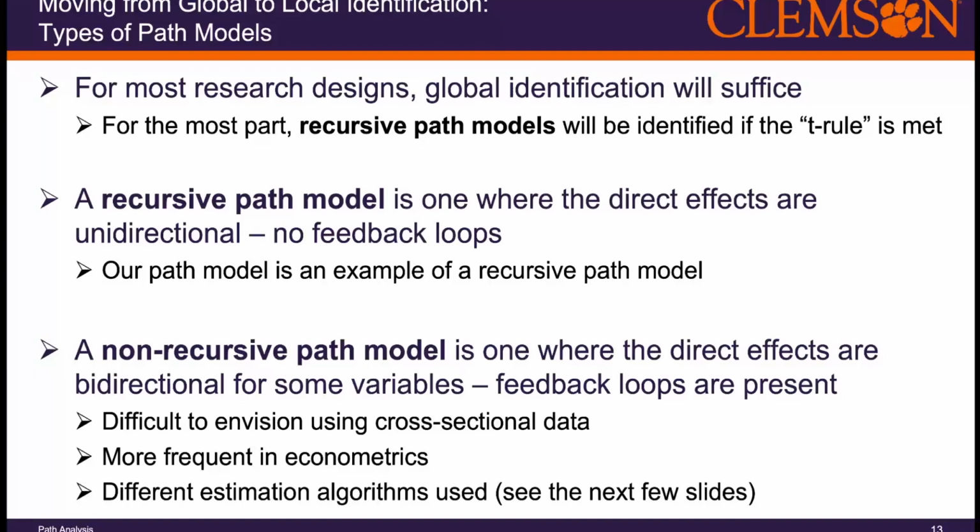Now, there are cases where people have used non-recursive path models. It's much more frequent in econometrics or other parts of social science. And very often you'll see different estimation algorithms used rather than maximum likelihood, just because the process of identifying this is really, you're taking a non-identified model and trying to get parameter estimates the best you can with it. In a joint likelihood setting, that's just impossible.